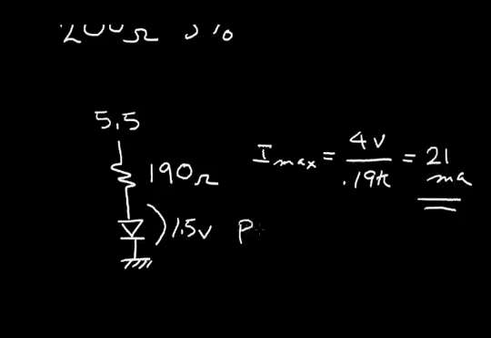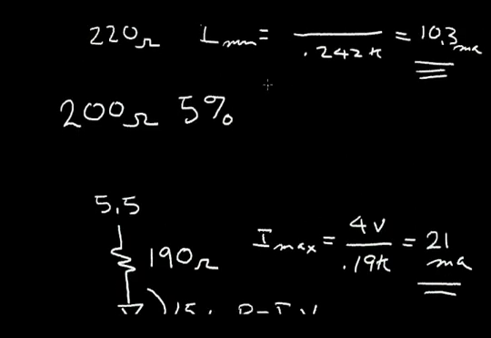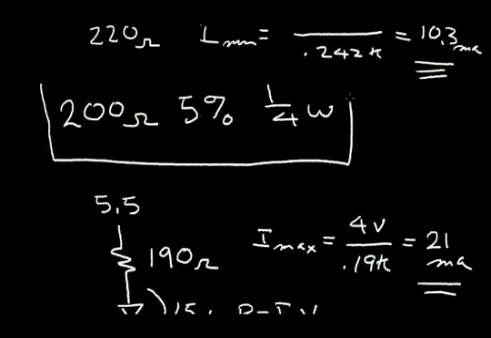Now recall that power is current times voltage. And in this case, the current is 21 milliamps, and my voltage is 4 volts. And that is equal to 84 milliwatts. So if I use a quarter watt resistor, which should be 250 milliwatts, that should be quite safe. So I'm going to choose to use a quarter watt resistor, 5%, and 200 ohms.